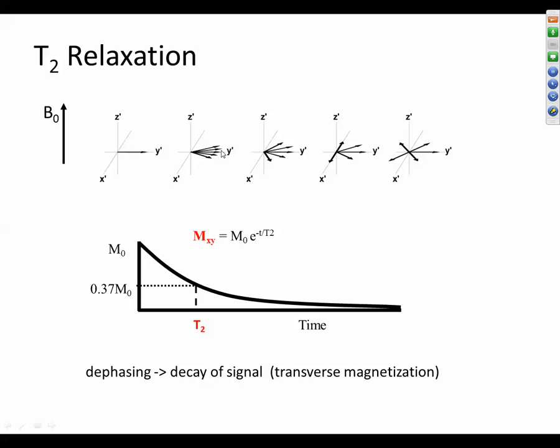After dephasing, when we add up all the magnetization, the bulk magnetization is an exponential decay. Dephasing of spins will lead to decay of transverse magnetization, and transverse magnetization is the source of the MR signal. So the MR signal will decay.